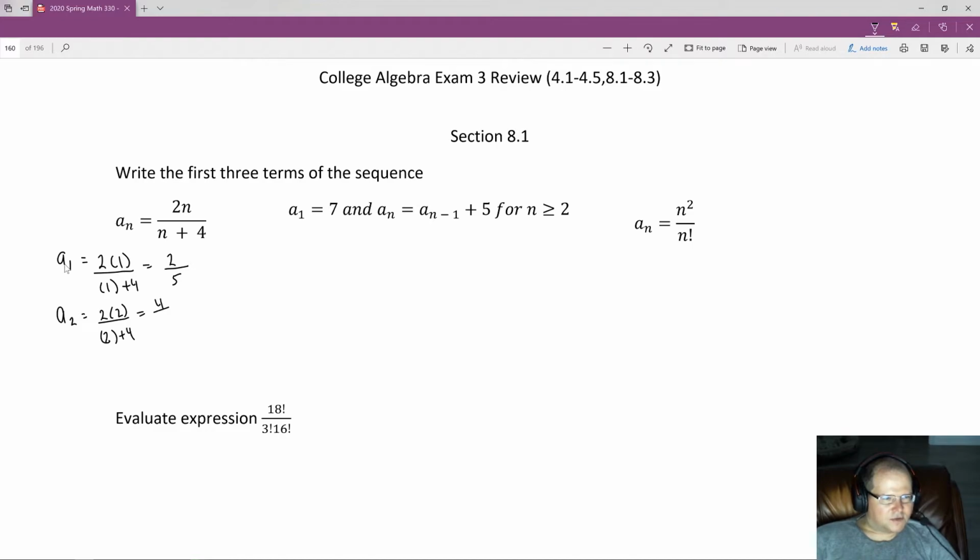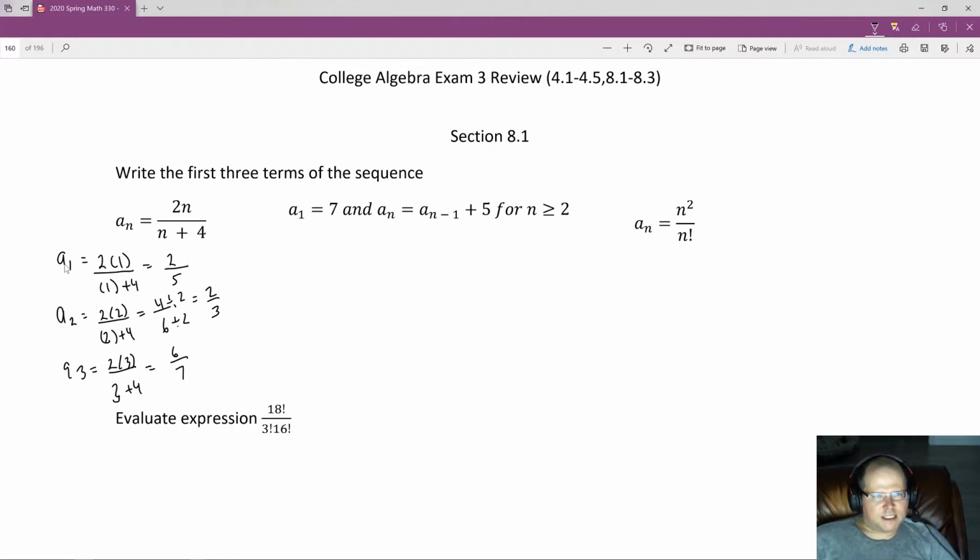2 times 2 is 4. 2 plus 4 is 6, and we can reduce this fraction by dividing both the numerator and the denominator by 2 and get 2/3. The third one in the sequence is going to be 2 times 3 over 3 plus 4, which gives me 6, 2 times 3, over 3 plus 4, which is 7, 6/7.